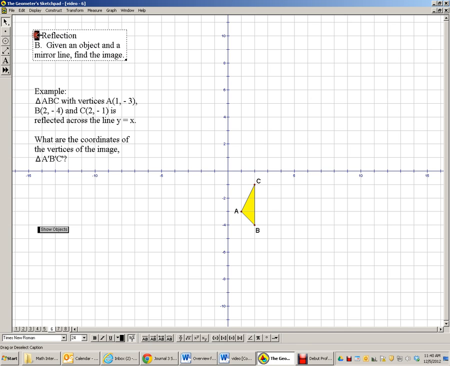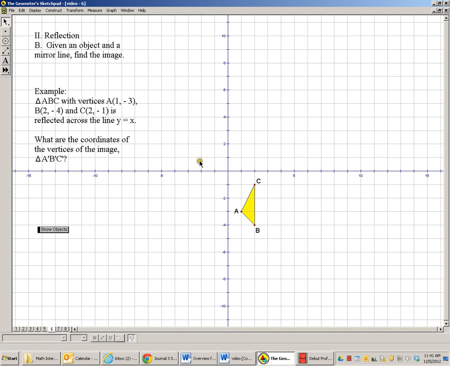Okay, reflect. Oh, this should be Roman numeral 2, so let me change that. 2B, given an object and a mirror line, find its image. So for example, if I have triangle ABC with vertices as follows, there it is. I want to reflect it across the line y equals x. What are the coordinates of the vertices of the image triangle A prime, B prime, C prime?